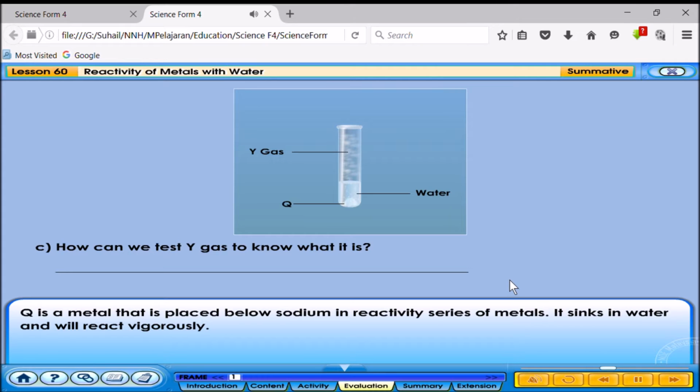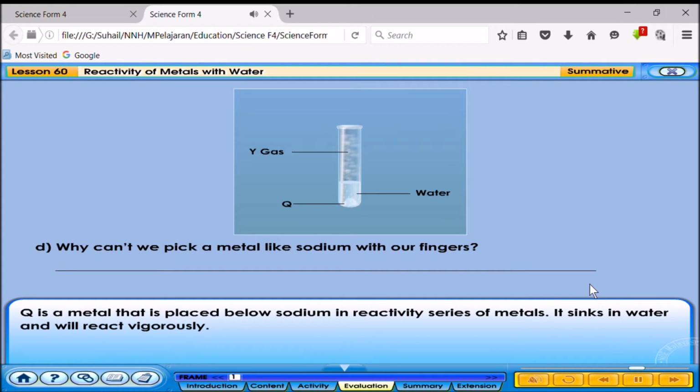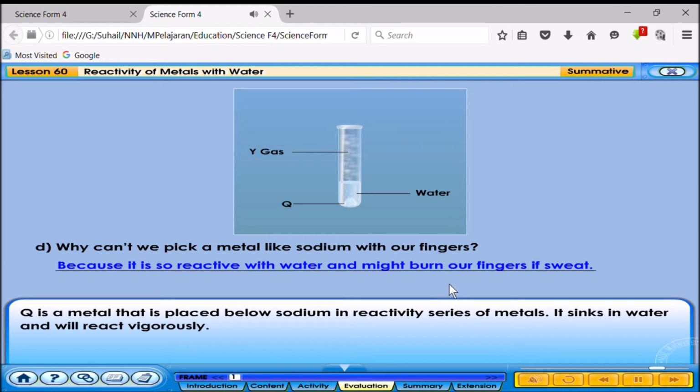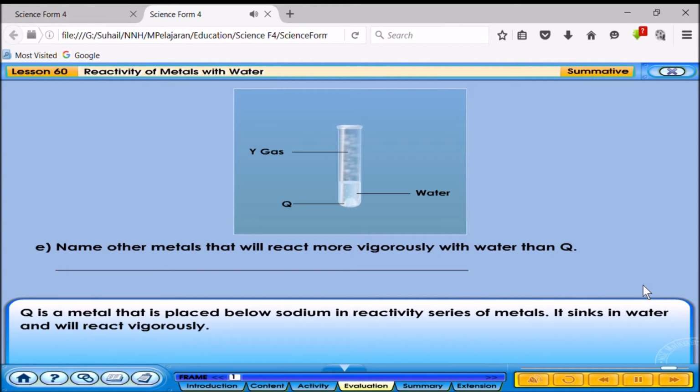C. How can we test Y gas to know what it is? Using a lighted splinter, which produces a pop sound. D. Why can't we pick up a metal like sodium with our fingers? Because it is so reactive with water and might burn our fingers if wet. E. Name other metals that will react more vigorously with water than Q. Sodium and potassium.